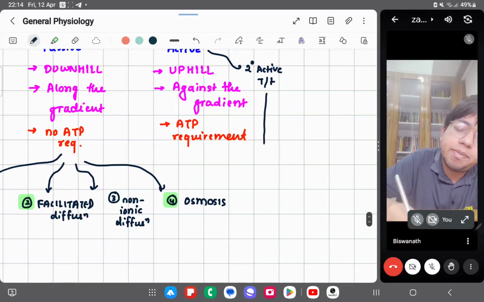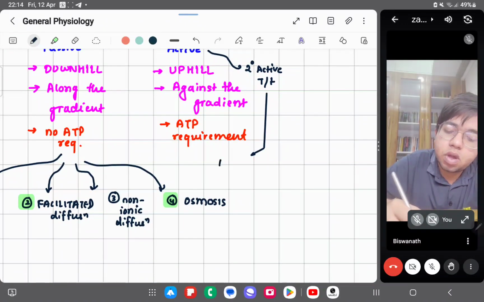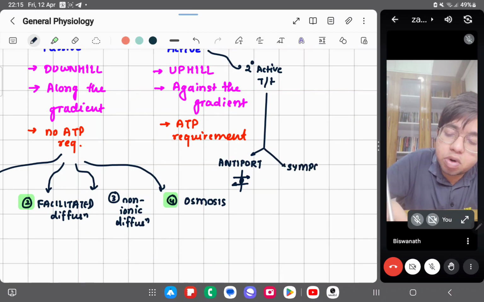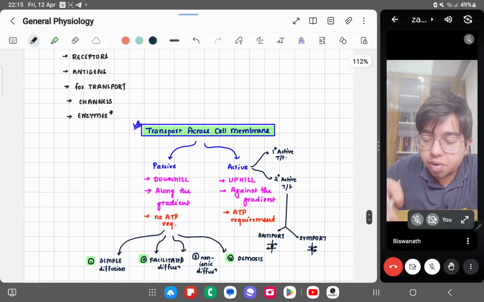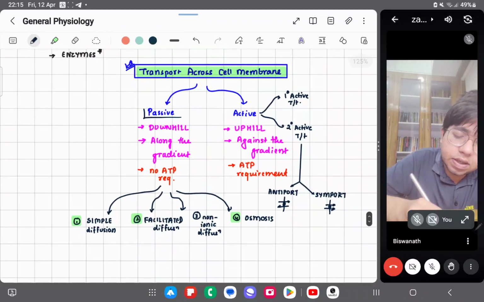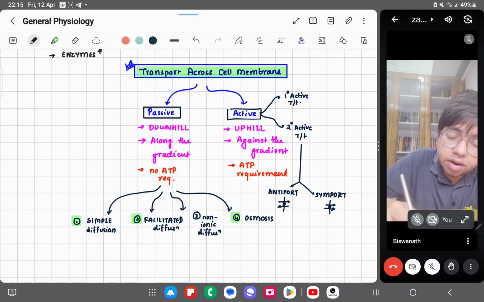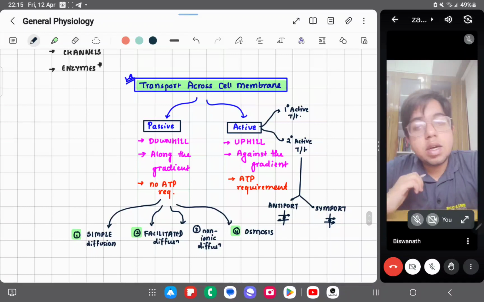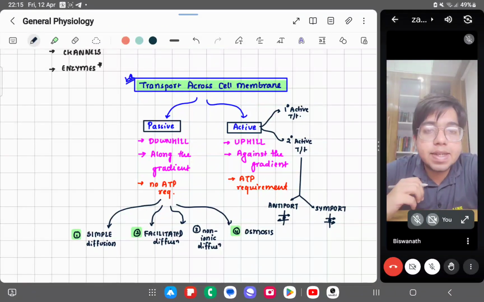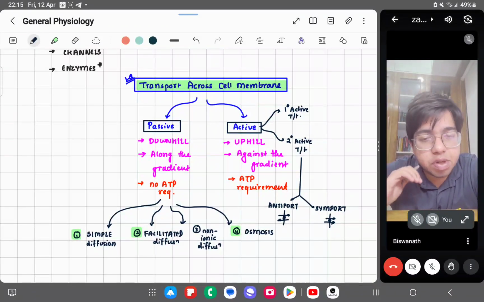The secondary active may be of two types again. One is antiport. Antiport means the molecules are moving in opposite direction, and another one is symport. Symport means the molecules are moving in the same direction, right? So symport and antiport. And these are the things which are important as far as your transport across cell membrane is concerned. Okay. After this, let's discuss the passive transport, that is simple diffusion first.